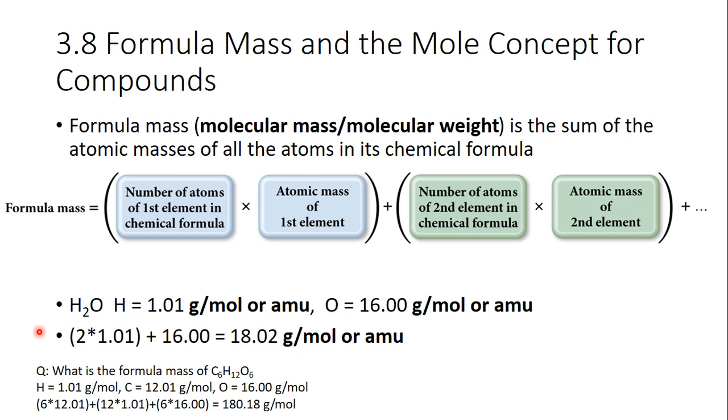Alright, let's take a look at this. So we know from above that the mass of hydrogen is 1.01 grams per mole. On a periodic table, we can look up carbon as 12.01 grams per mole, and oxygen is 16 grams per mole. Now we have 6 carbons multiplied by 12.01 plus 12 hydrogens multiplied by 1.01 and 6 oxygens multiplied by 16. Add those all up together and you should get a formula mass of 180.18 grams per mole.